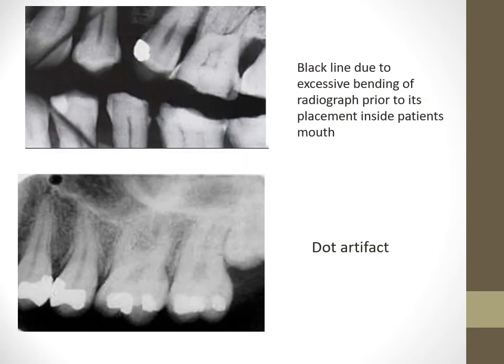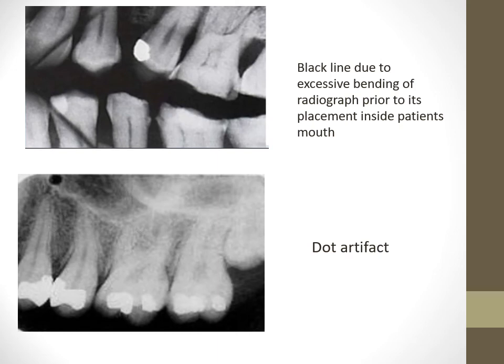Next is black line due to excessive bending of the radiograph prior to its placement inside the patient's mouth. I told you during that discussion of the black line, don't bend the film too much. See to that the films are always kept in a place away from where you have been operating. Don't put them in your pockets. Excessive bending of the film causes a dark line on the radiograph. When you process it, it appears as a dark line. Even before you place it into the patient's mouth, it is already bent. Because of this, this black line appears.